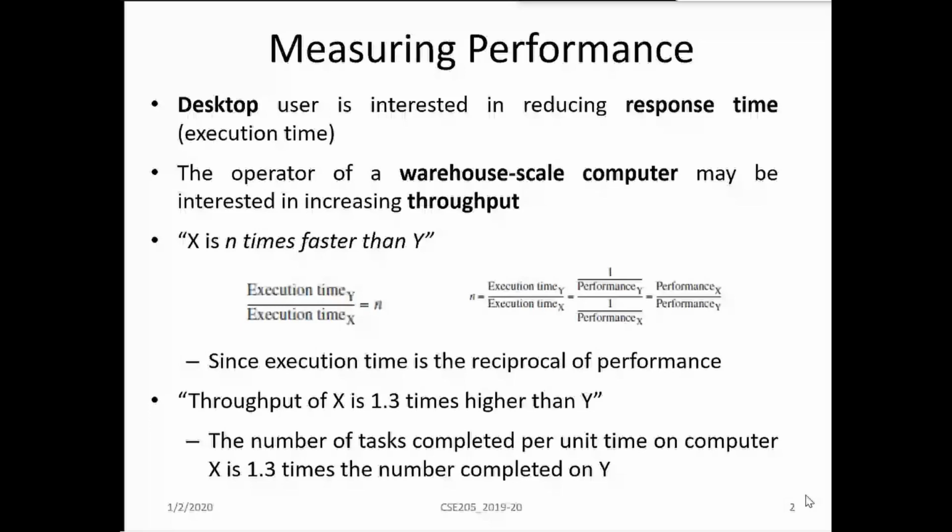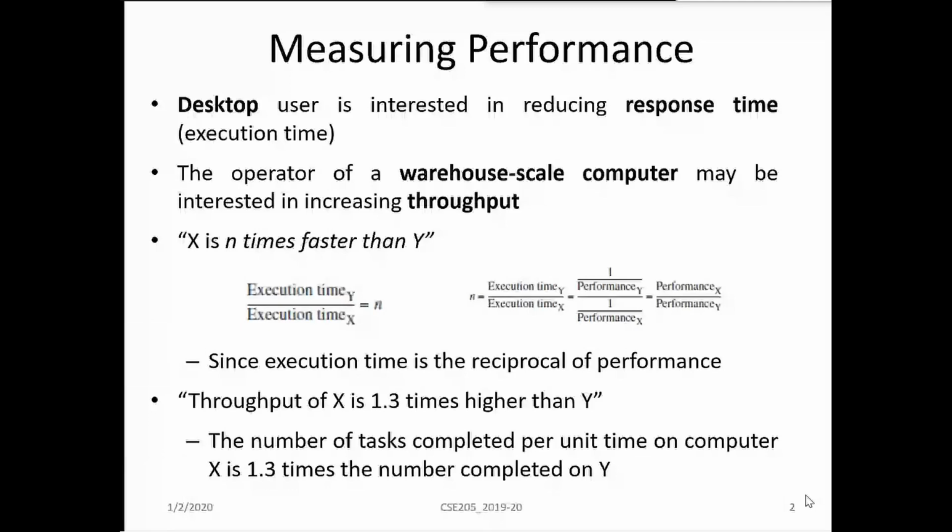Again, it depends upon the class of computer we are going to use. When you take a desktop computer, they may be interested in reducing the response time, probably the execution time or latency. Latency majorly, right? This is going to be the latency with respect to desktop users. When you go with warehouse scale computers, there it is interested in throughput, how many requests have been processed so far. So that is with respect to warehouse scale computers.